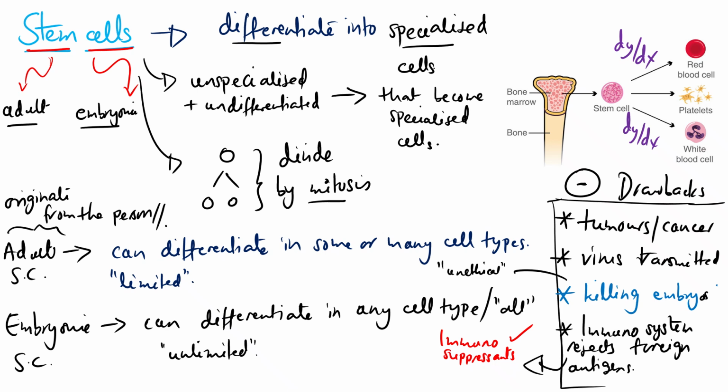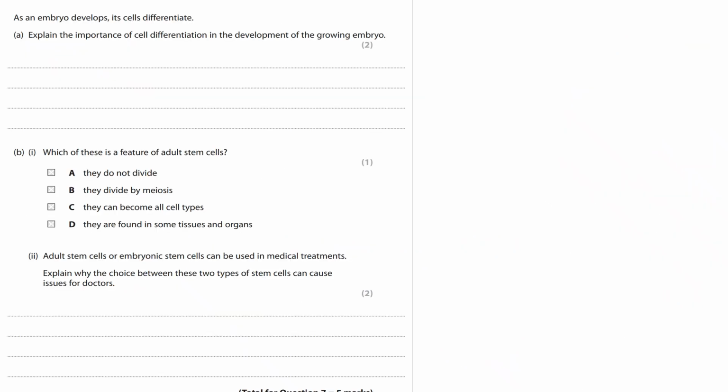So yeah, please, thanks. So as an embryo develops, cells differentiate. So here's a question. Explain the importance of cell differentiation in the development of a growing embryo. So draw links about an embryo and its growth and development. And you got an option here as well. You also have an ethical/evaluative question over here. Got 2 words for you guys. Good luck.